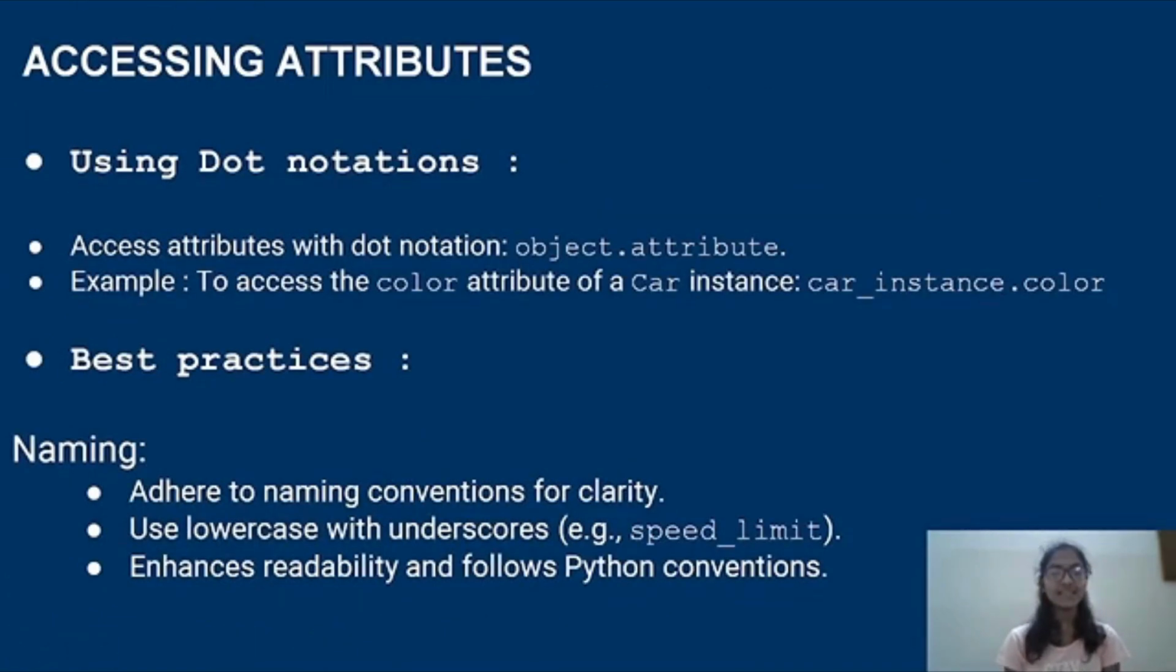Attributes can be accessed using dot notation, so using the syntax object.attribute. For example, to access the color attribute of a car instance, car_instance.color. Hence, this accesses the attributes. Coming to the best practices for attributes, adhere to naming conventions for clarity, using lowercase with underscores such as speed_limit, enhancing readability and following Python conventions.